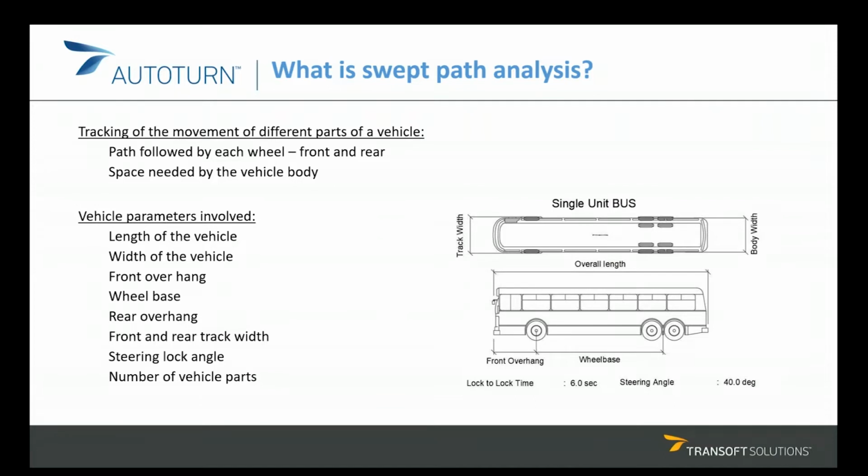The major vehicle parameters involved in defining the swept path width of the vehicle include the length of the vehicle, width, front overhang, wheelbase, rear overhang, track width, steering lock angle, and number of vehicle parts. One of the purposes of swept path analysis is to ensure that the physical area of the road has proper dimensions for the appropriate vehicles to pass through.